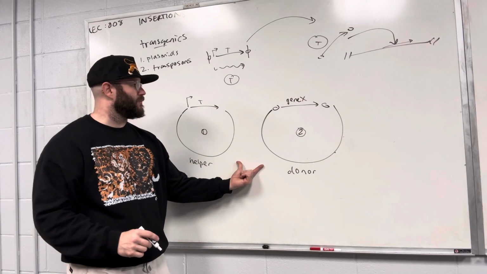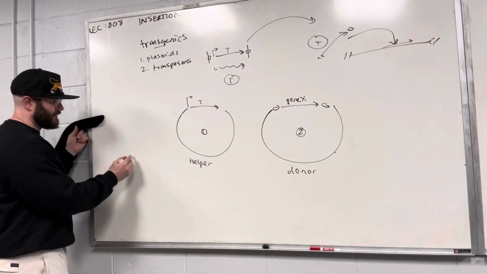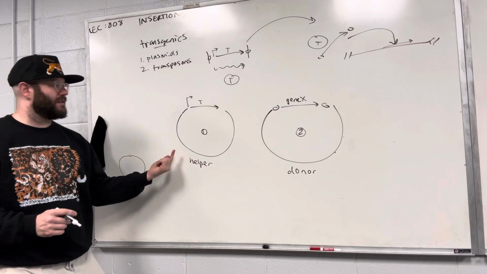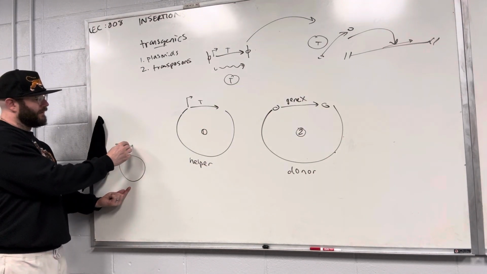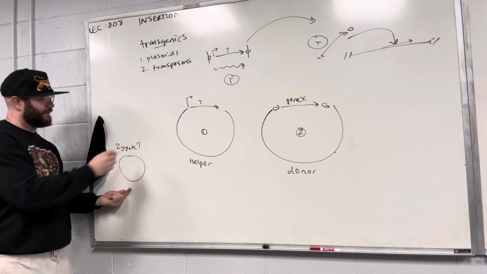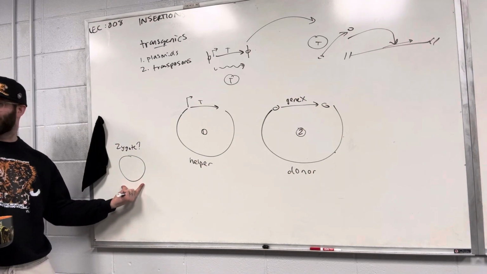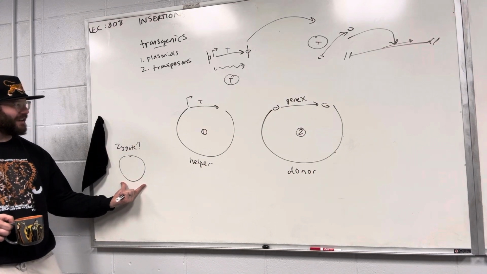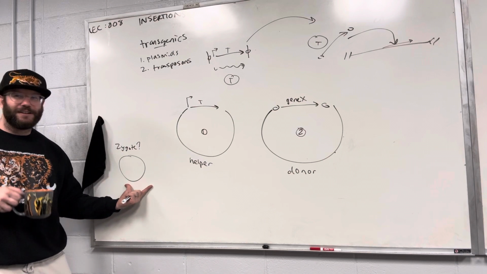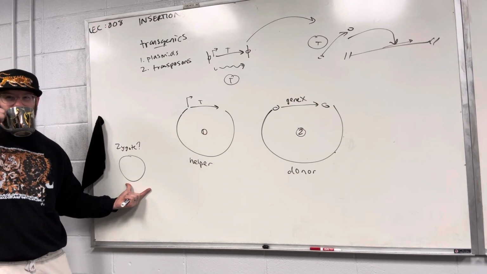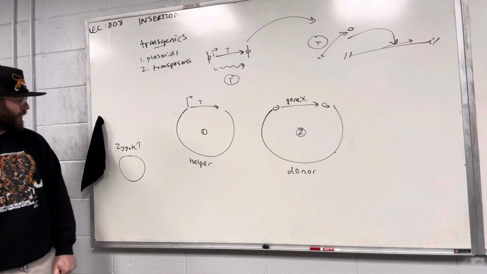Then what happens when you put both of these into a zygote? So let's say here's a zygote, a little cell, just a circle, but it's a cute little zygote. How do you get plasmids into the zygote? What would you do? Would you use a vector? What do you mean by a vector? Like a virus?